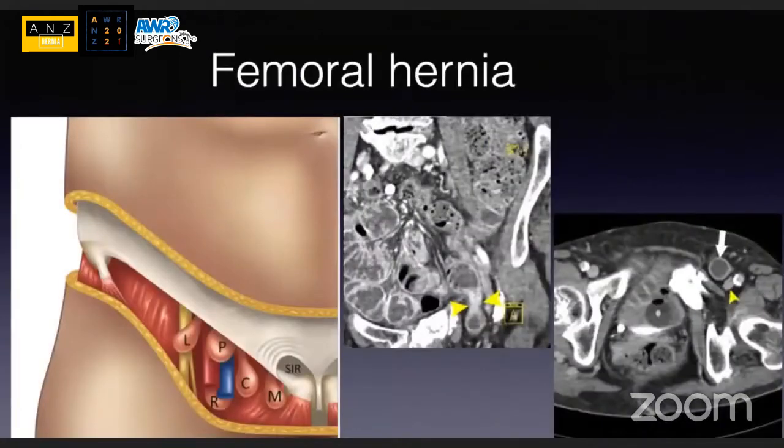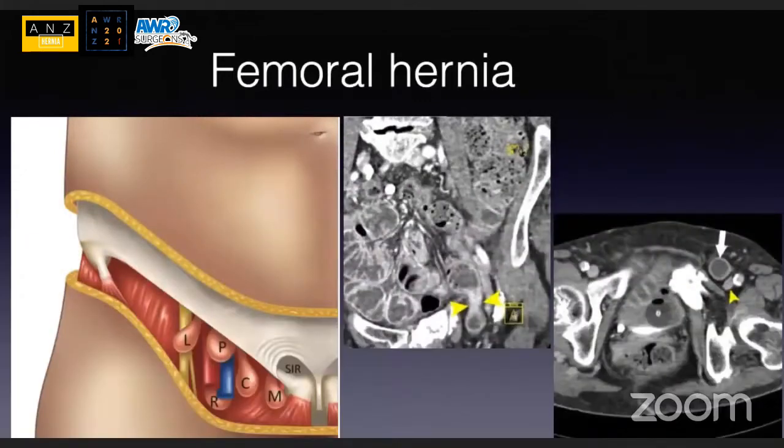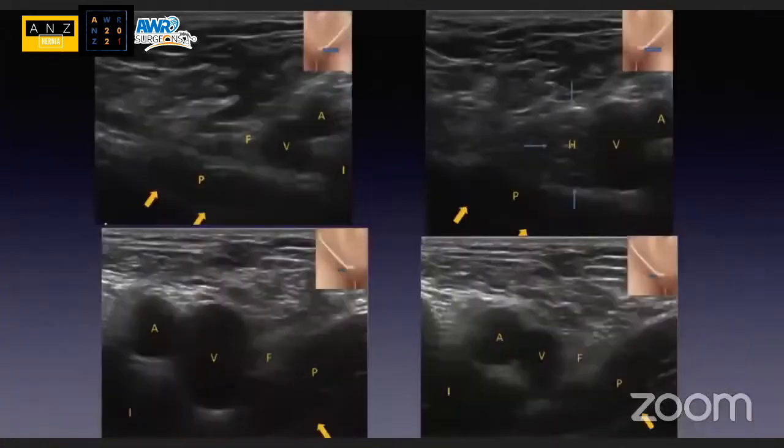So a femoral hernia, once again: femoral nerve, artery, vein, and the femoral canal containing the Cloquet's lymph node and some fat. And here is where the femoral hernia sac will come below the inguinal ligament. As you can see, below the inguinal ligament, the sac is coming like that. And as I said about the X line, the sac is always behind the X line.